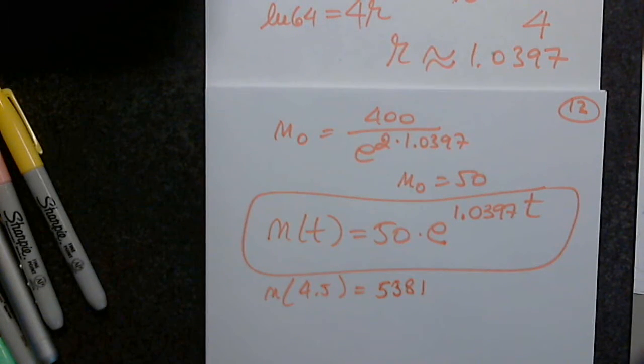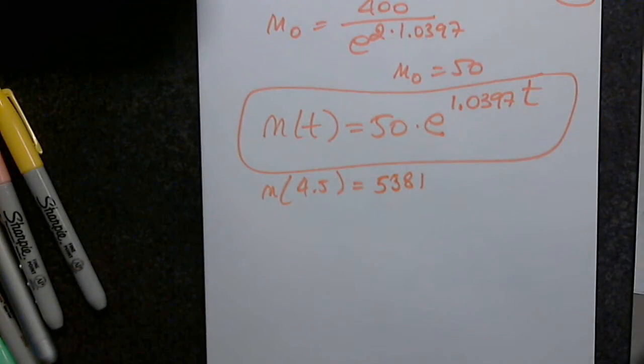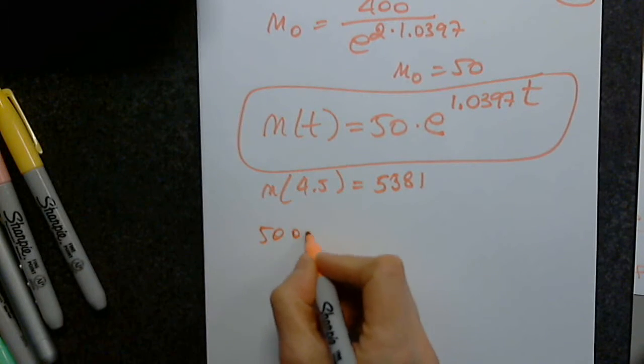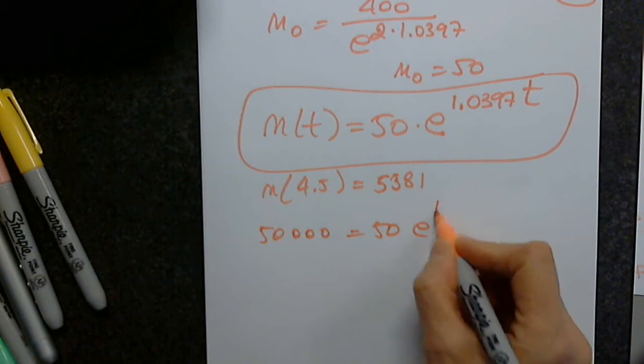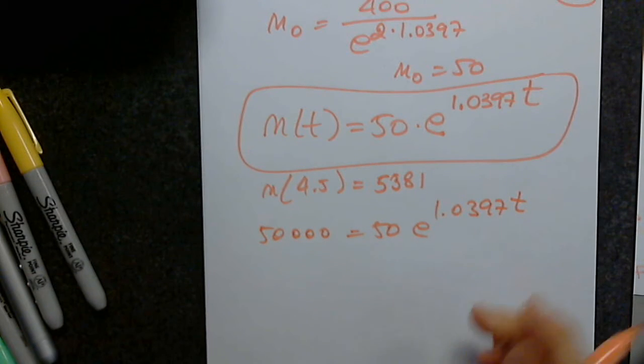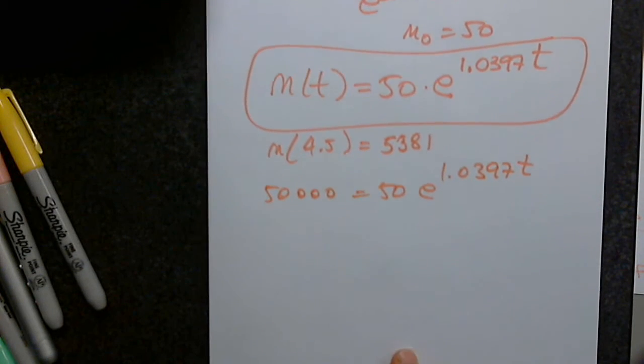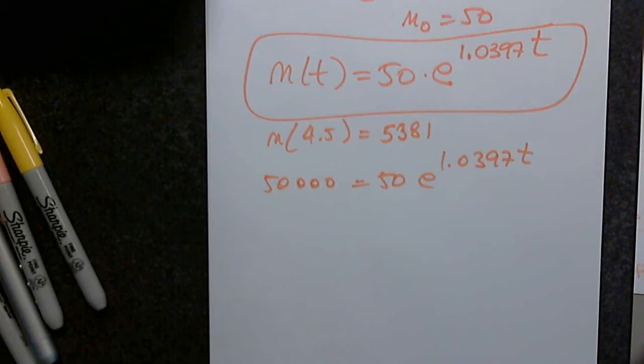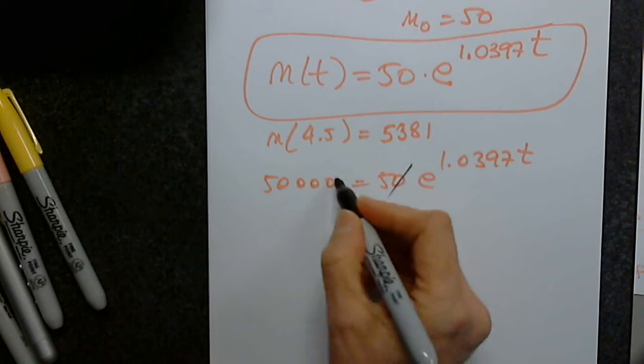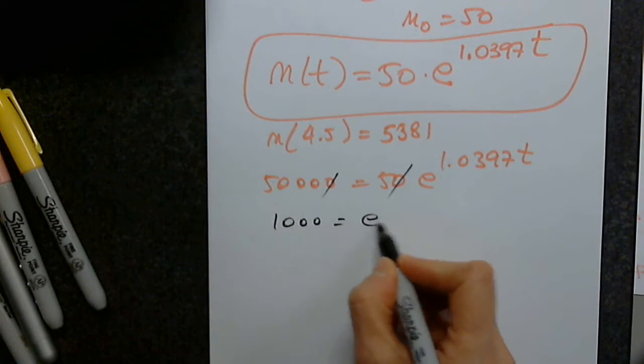And final question, when will the number of bacteria be 50,000? What am I asked to do now? Very good. So I have 50,000 equals 50 e to the 1.0397 t. Oh, yes, of course. Thank you. So 50,000 equals 50 times, so 1,000 equals e to the 1.0397 t.